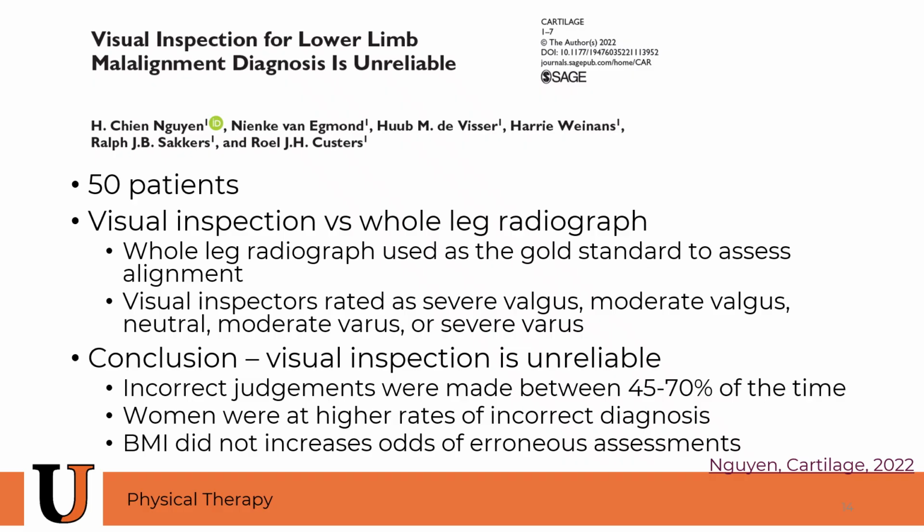Incorrect judgments from clinicians were made between 45 and 70% of the time. Women were at higher rates of incorrect diagnosis, and BMI, surprisingly to me actually, BMI did not increase odds of an erroneous assessment. You might hear in the clinic oftentimes observation becomes more difficult if there's a lot of adipose tissue, and this study found that there was no increased risk of erroneous assessments based on BMI. So you can see here, over 50% of the time, we're unable to identify the difference between severe, moderate valgus and severe and moderate varus.